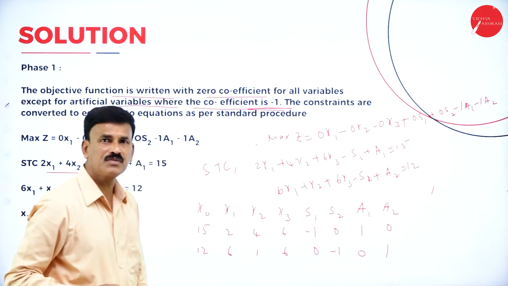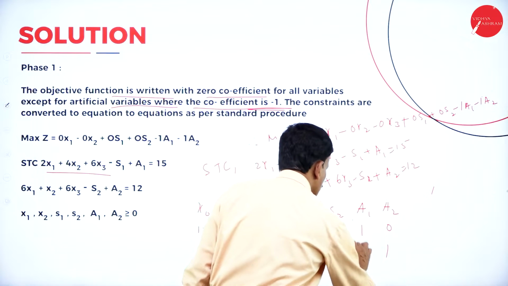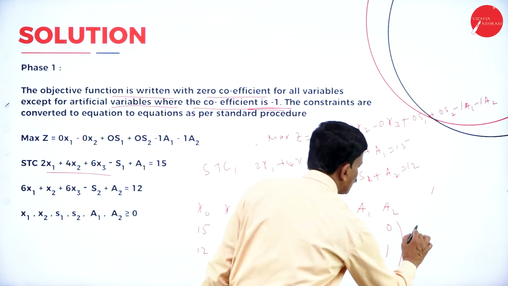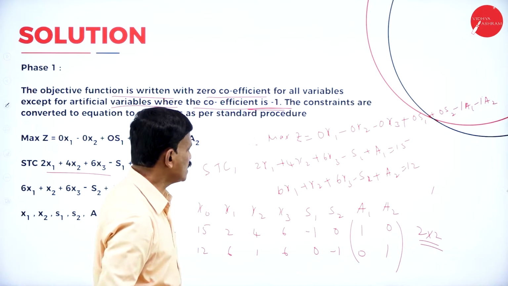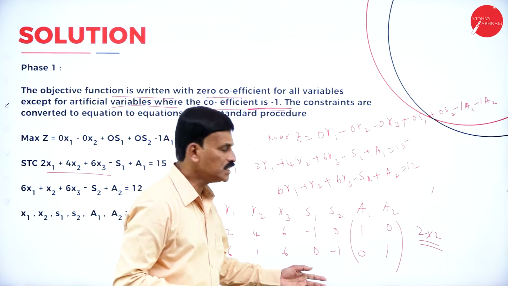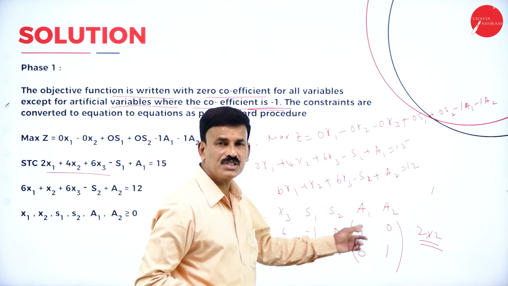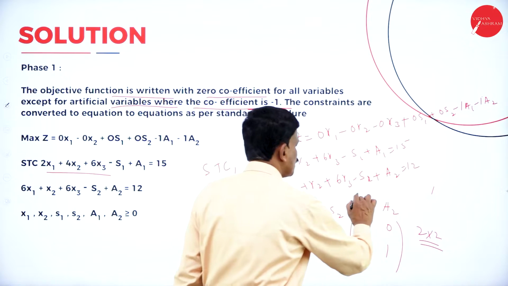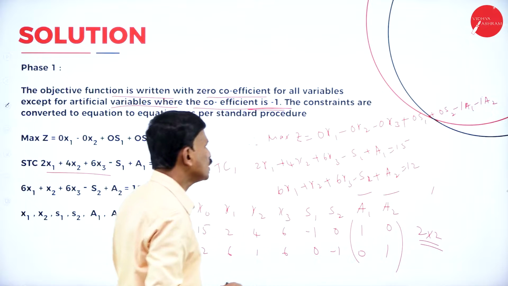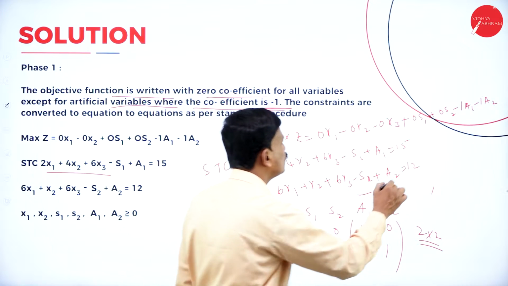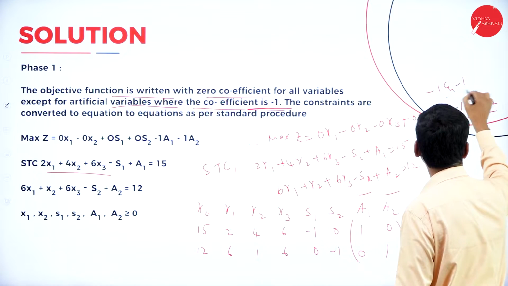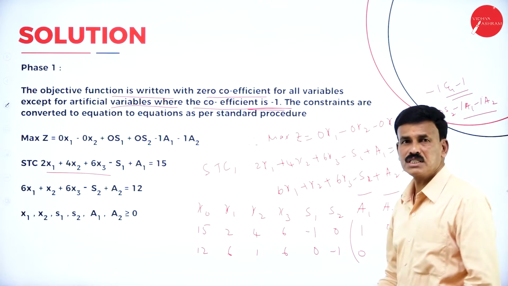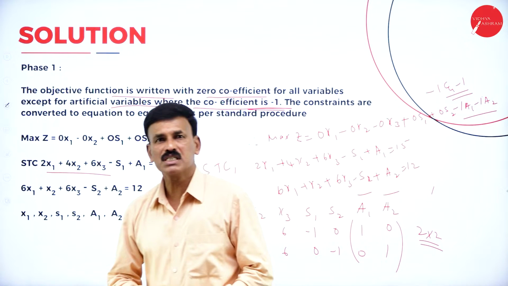If you observe carefully here, this forms an identity matrix of order 2 rows and 2 columns. So 1 0 0 1 is an identity vector. Therefore the initial basic vectors are 1 0 0 1 with the variables a1 and a2. The coefficients of a1 and a2 are -1 and -1. Using this we are going to construct the initial simplex table.